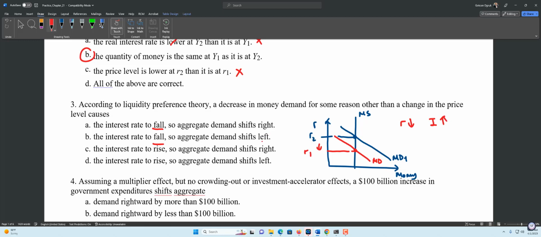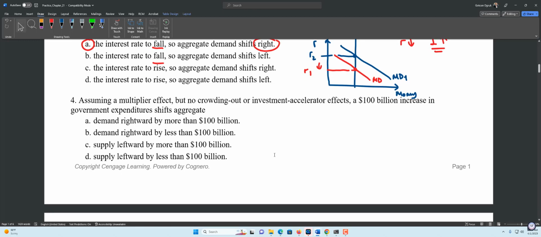For that reason, since investment is increasing, the aggregate demand curve is going to shift to the right. So that's the right answer. Question number 4. Assuming a multiplier effect, but no crowding out or investment accelerator effects, a 100 million increase in government expenditures is going to shift the aggregate demand curve for sure to the right.